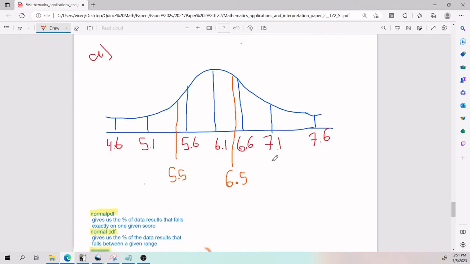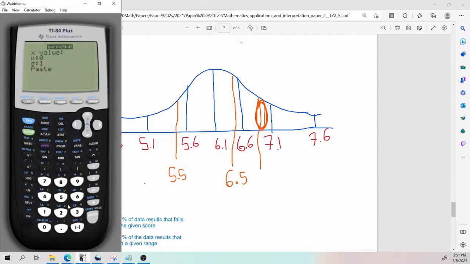And well, let's take a second and read. PDF gives us the percent of the data result that falls exactly on one given score, which makes sense. If I plug in only, say, 6.8, I'm going to find the percent of nailing 6.8. See? Of getting a cat that weighs 6.8.